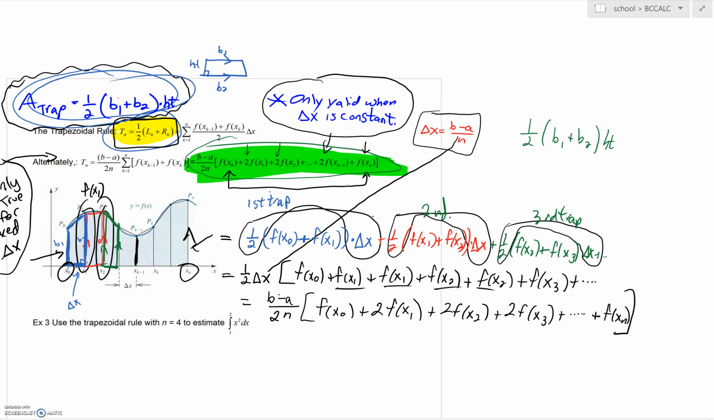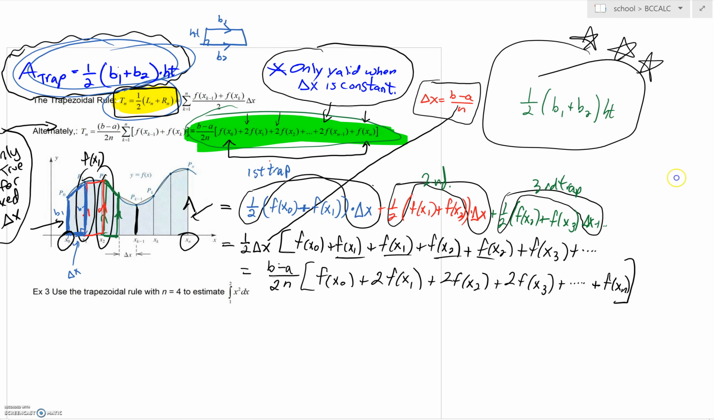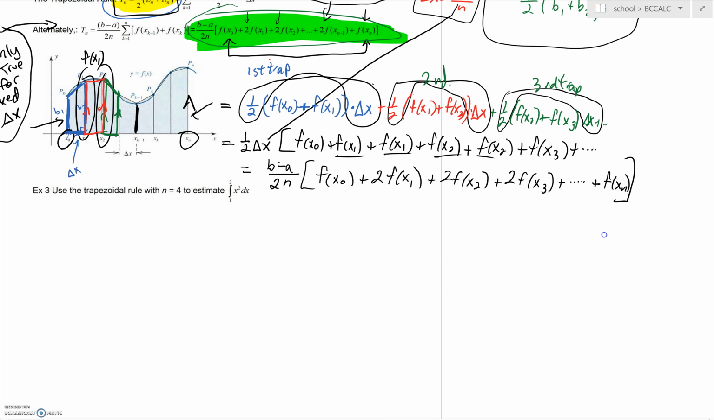But again, we are assuming that delta x is constant. As soon as delta x is not constant, we have to resort to just doing the area of trapezoids individually, 1/2 times base 1 plus base 2 multiplied to the height. You can always do that. That's always going to work. It's just that this formula can speed that up a little bit. So let's see where we're going here.